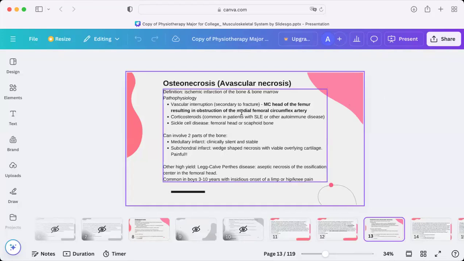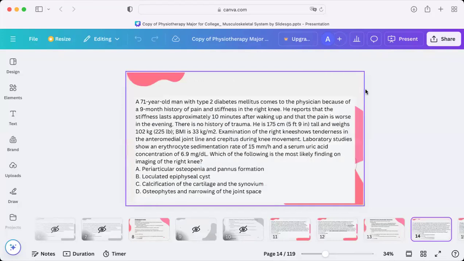So you guys were correct. The most common artery is the medial femoral circumflex artery, and the most common location would be the head of the femur. So here we have our next question.